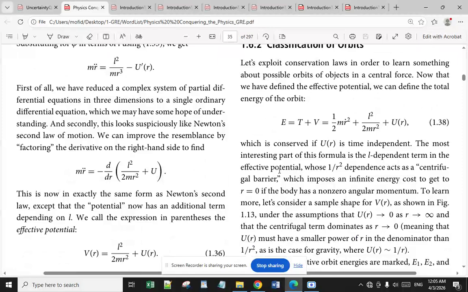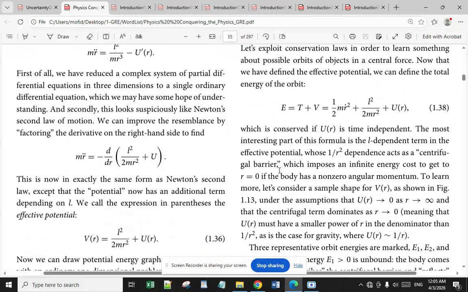The most interesting part of this formula is the L dependent term in the effective potential, whose 1 divided by r squared dependence acts as a centrifugal barrier, which imposes an infinite energy cost to get to r equal to 0 if the body has a non-zero angular momentum.